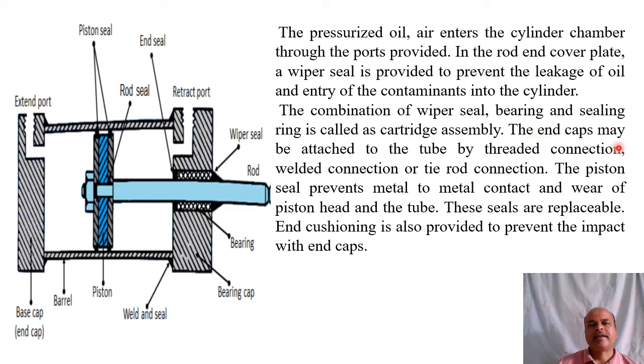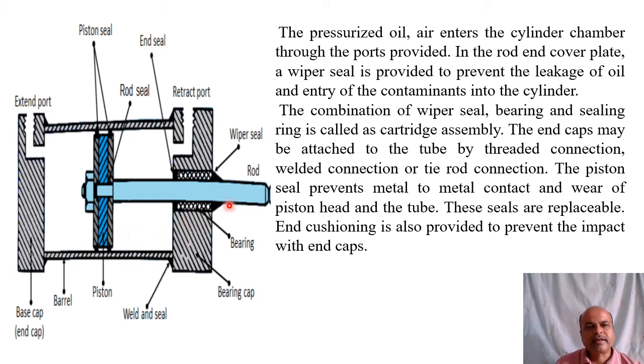Okay, the end caps may be attached to the tube by threaded connection, welded connection or tie rod connection. The piston seal prevents metal to metal contact and wear of piston head and tube. These seals are replaceable. End cushioning is also provided to prevent the impact with end caps. So observe here, cushioning is also provided to prevent the impact with end caps.